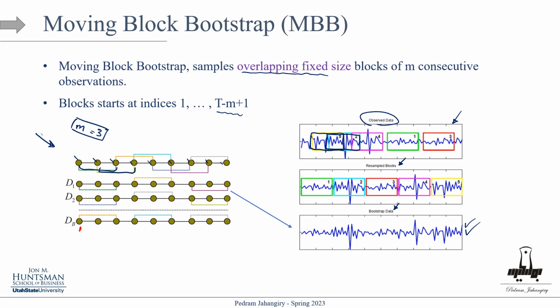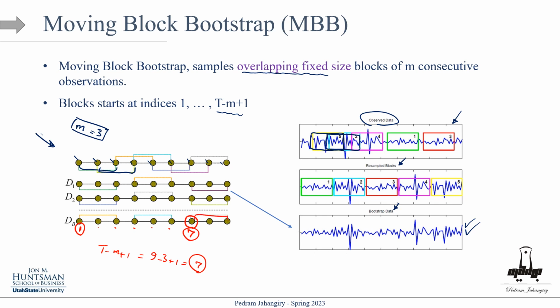So here this is index number 1, and it goes all the way to index number capital T minus m plus 1. Our T is 9, m is 3, plus 1, so this is index 7. This is the start of the last block available in the data, right? So basically index 7, 1 2 3 4 5 6 7. So this is going to be our last block.